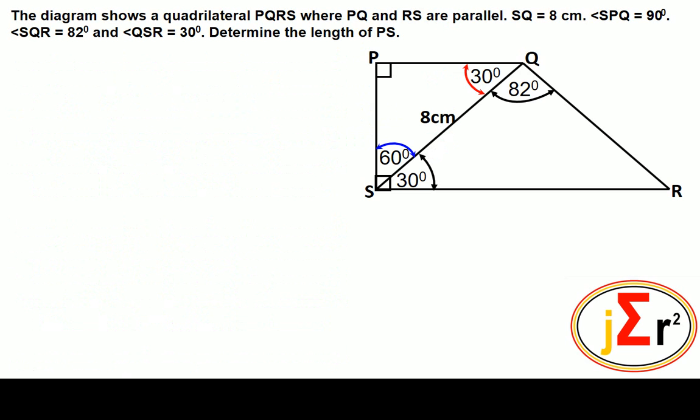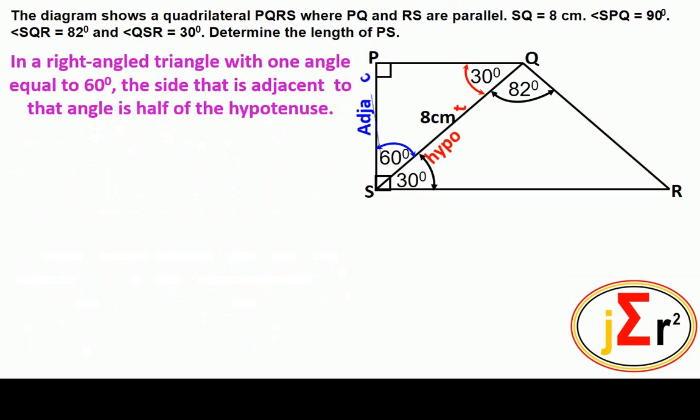On this occasion, we are required to find the length of the side PS. Inside of this diagram, we have quite a few known values that we may use in helping us to find PS. As a matter of fact, PS is inside of this right-angled triangle, and we have the hypotenuse of the right-angled triangle, which is 8 centimeters. We also have two angles, 30 and 60 degrees. Those angles will make our work that much easier.